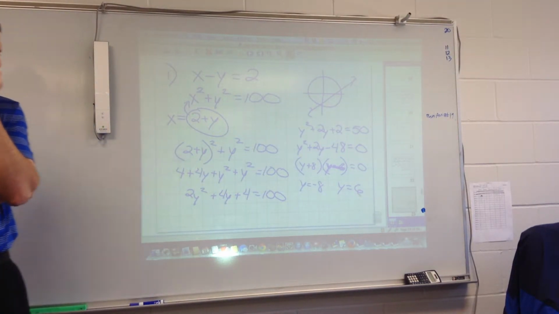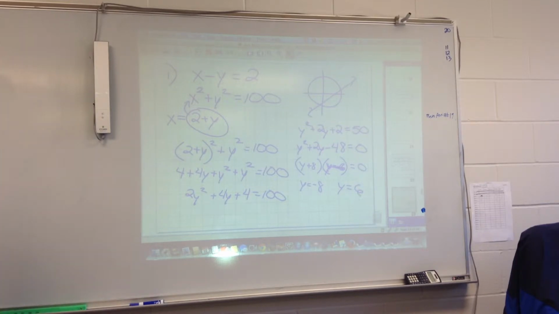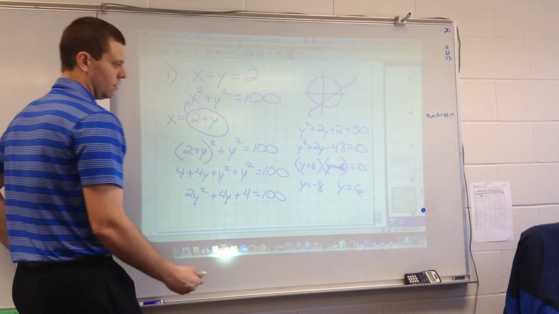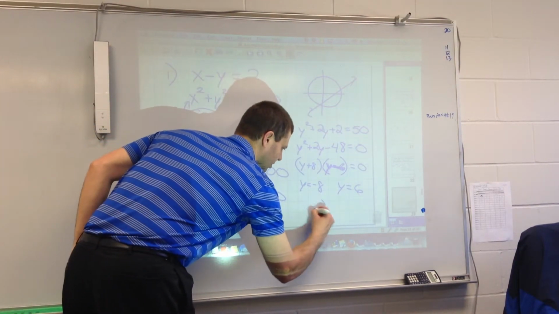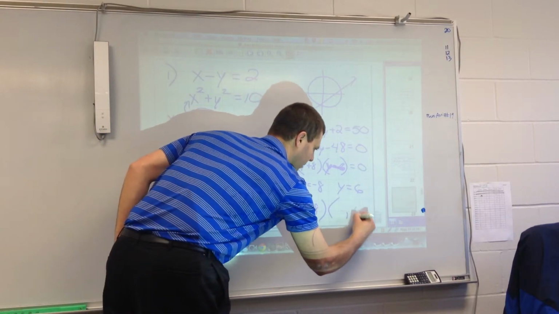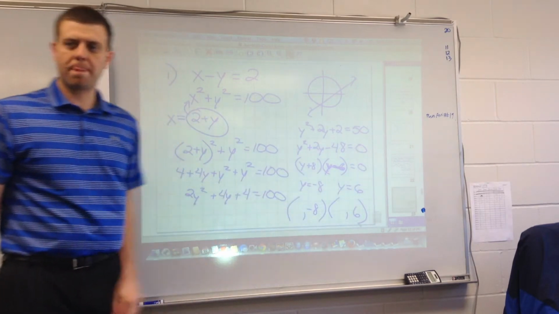You have to check first. You're not done because you've got to get x yet. Your answers are going to be coordinates, so you plug that back in for the very first equation. Really you got two coordinates: something comma negative 8 and something comma 6. These are y values, so you'll do it twice.